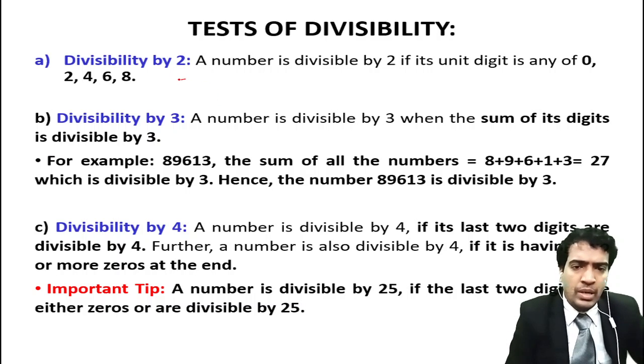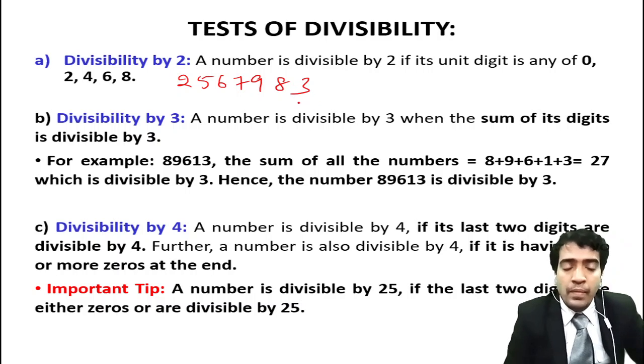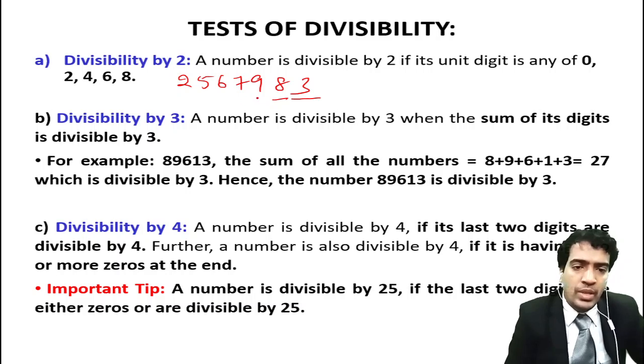Let us take an example. Let us take a very big example. 2, 5, 6, 7, 9, 8, 3. This cannot be divided by the number 2. And 2 is not a factor of this number. Why? Because it ends with 3, this is the unit digit. This is the 10th digit. This is the 100th digit. This is the 1000th digit. This is the 10,000th digit. This is the 1 lakh digit.